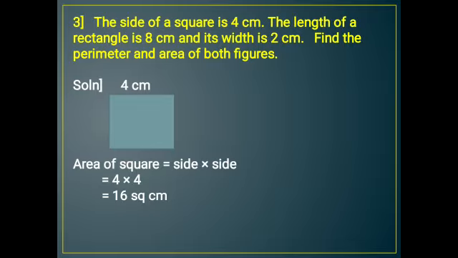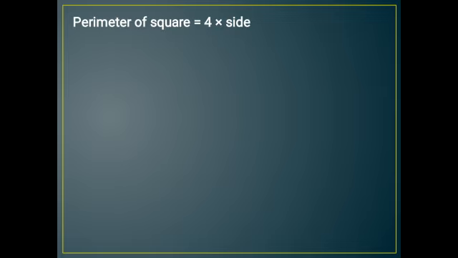Now we will find the perimeter. Perimeter of square, what is the formula? 4 into side. So what will we write? 4 into 4, because the side measures 4. Now again 4 4s are 16 centimeter. In perimeter we don't write square. Only in area we write square, that is sq.